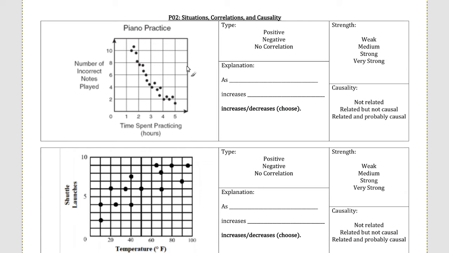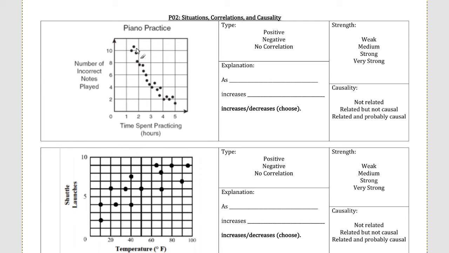Alright, so let's look at some problems. Okay, we can see that this has to do with piano practice. So on the x-axis is the time spent practicing in hours. So this number goes up 1 hour, 2 hour, 3 hour, 4 hour, 5 hours practicing. These are the number of incorrect notes. Okay, so these are the incorrect notes. So the more you practice, it looks like usually the less incorrect notes.